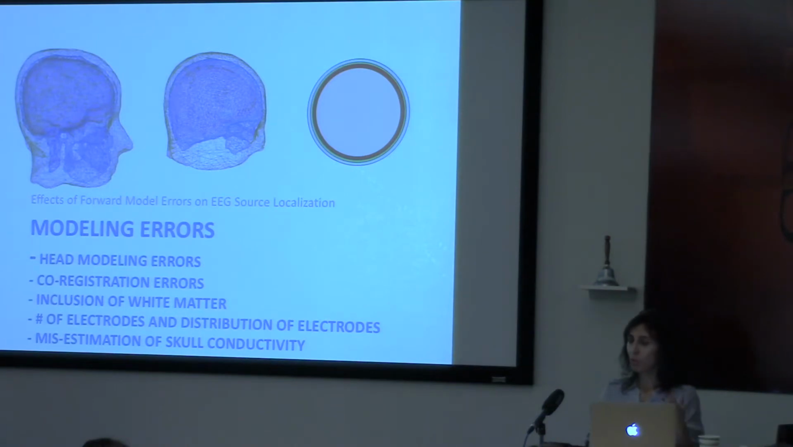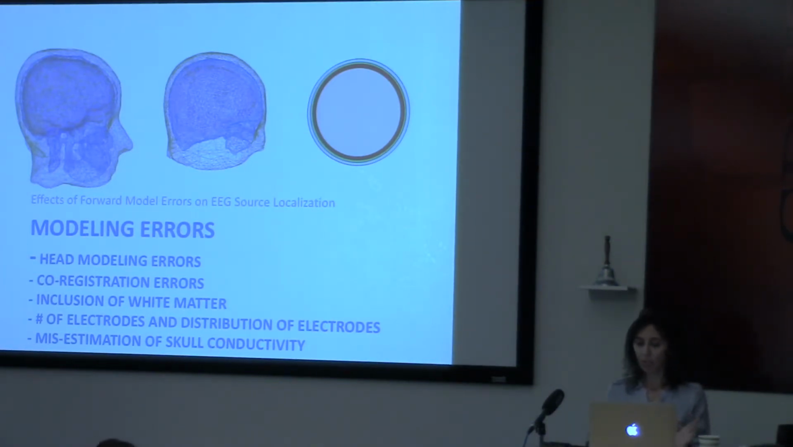And we can also correct head modeling errors if we have MRI of the subjects. But the misestimation of skull conductivity actually brings huge errors in EEG source localization. I won't get into details of this right now, but I will talk about it in the afternoon session.